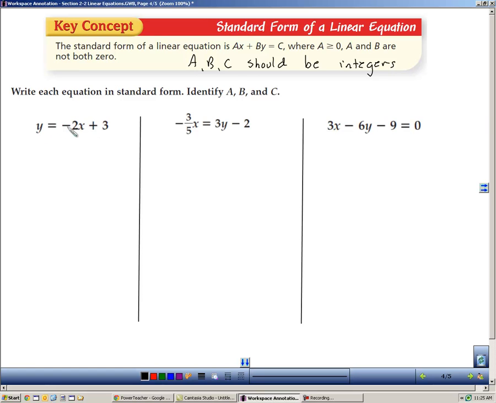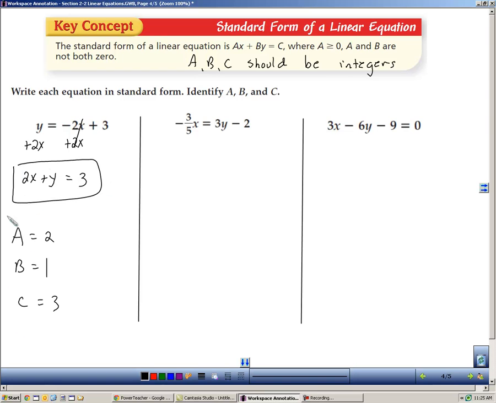So we'll look down here. This first example is written in slope-intercept form. So if I were to take this 2x and add it to both sides, I would end up getting a 2x plus a y on the left. Now you can't combine those, they're not like terms, so don't think it's 2xy or something like that. And that equals 3. So this is now in standard form, ax plus by equals c. And we can say that my a is 2. And then what would my b be? If there's no number in front of the y, we assume there's a 1. And then my c would equal 3. So this is standard form, and this is what a, b, and c equal.